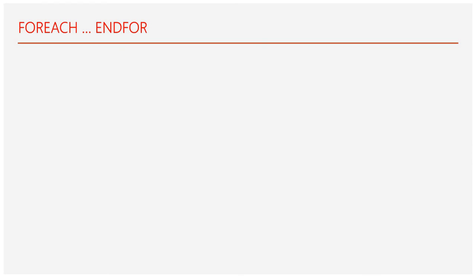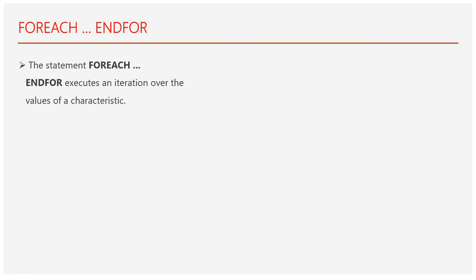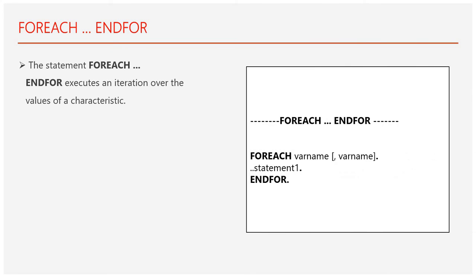We are now moving on to the next statement, FOREACH and ENDFOR. This statement is used for iteration over the values of a characteristic. If I talk about a key figure, suppose you are going to do some kind of iteration on a key figure, I will be showing you in the example so that you can have a good understanding. Very importantly, in this planning formula, you can have iteration over multiple characteristics or multiple key figures. Let me show you that.